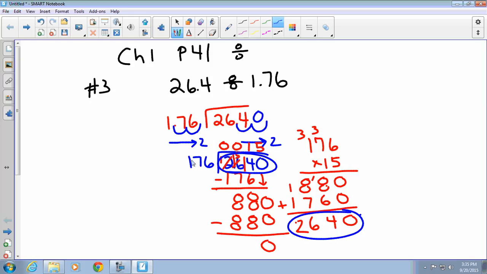Just to recap, the big thing, make sure if your divisor has a 2-place move, there's 2 decimal places, 1, 2, then you have to make sure your dividend is also moved over 2 places.